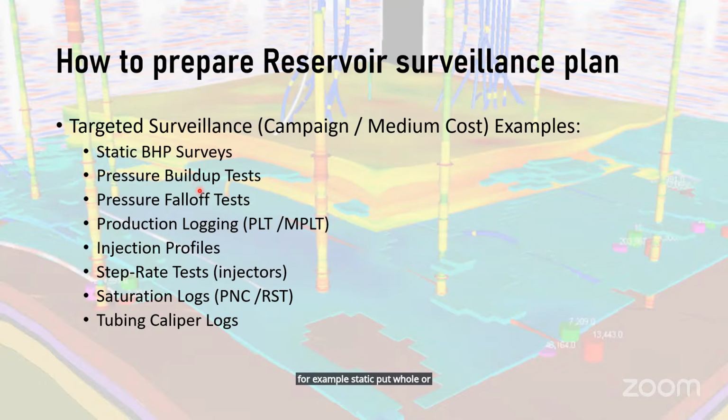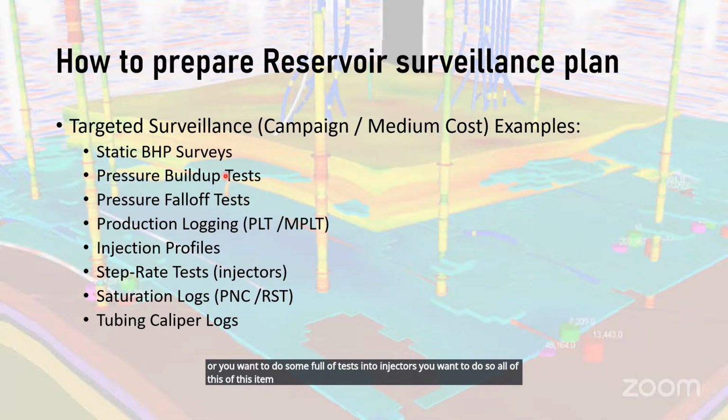So you are selecting certain wells in which you are doing a pressure test, or you want to do some follow-up test in some injectors, you want to do BLT. All of these items, or all of these tools, you are not using every day. That is why we are calling it targeted surveillance. Okay, targeted surveillance. And for this kind of data, you should book a cost into your budget to be accounted into the company budget.